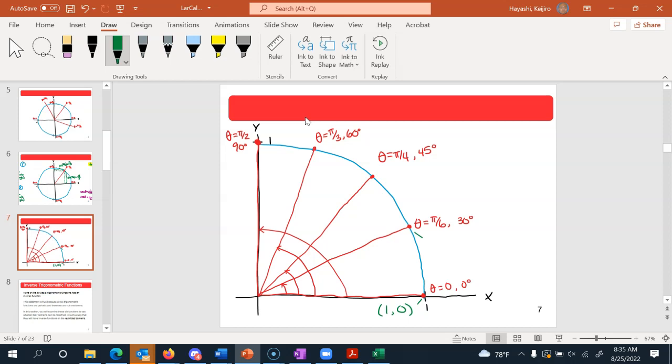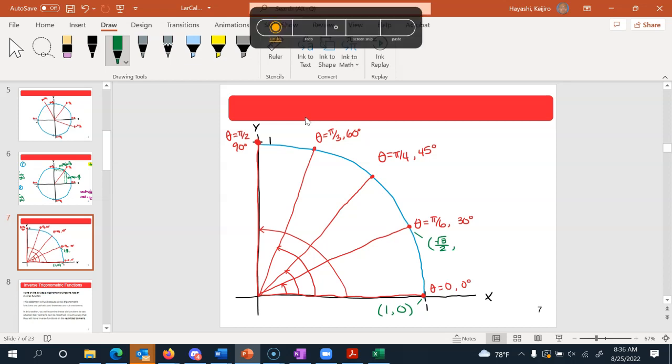This point right here, associated with pi over 6, is the point square root of 3 over 2, which is around 0.85 or something like that. The point is square root of 3 over 2, comma, 1/2.